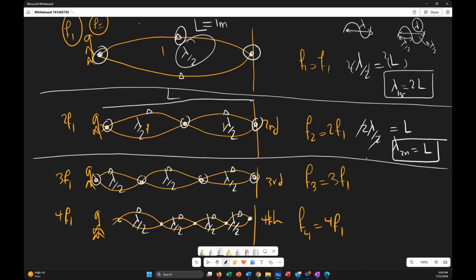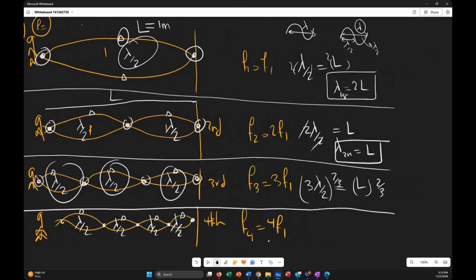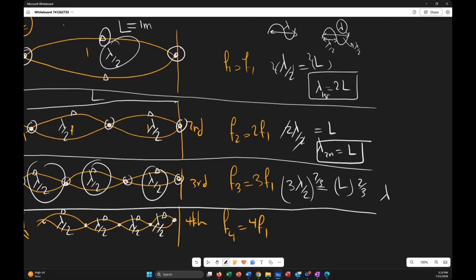How about the third harmonic? How many half wavelengths do I have? There you go. I have 3 half wavelengths equal to the length. How can I solve this for lambda? Just multiply both sides by 2/3. So it means that the wavelength of the third harmonic is going to be 2L divided by 3.